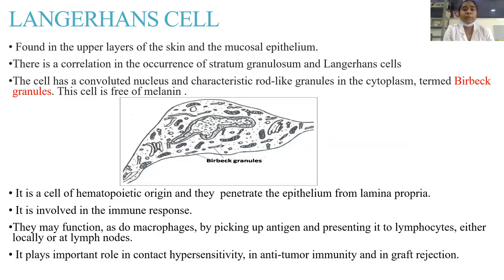It is a cell of hematopoietic origin, and it penetrates the epithelium from the lamina propria. It is involved in the immune response. Majorly, it plays an important role in contact hypersensitivity, in anti-tumor immunity, and in graft rejection.